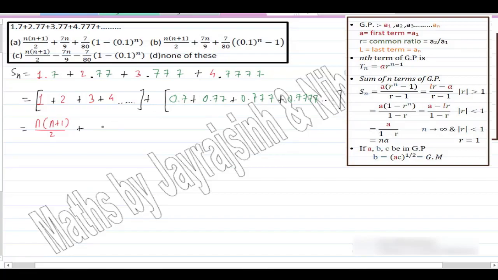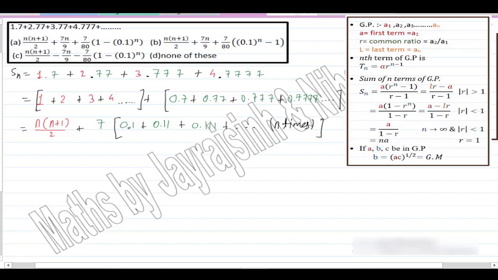First of all, we can take 7 common from all the terms, right? So let's take 7 common. So we will get 0.1 plus 0.11 plus 0.111 up to n times.